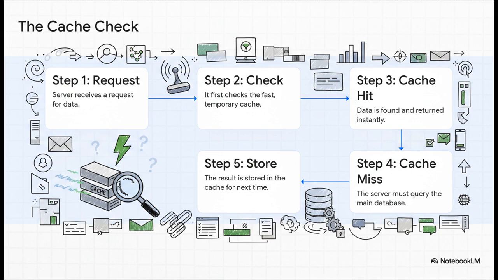So the server has to do the slower work of querying the main database, but, and this is the really crucial part, it then saves that result in the cache. So the next time someone asks for that same piece of data, it'll be a lightning-fast cache hit.